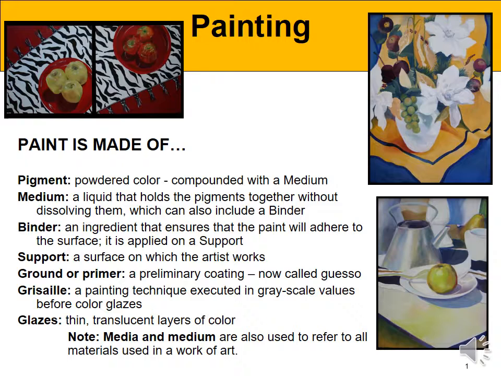Ground or primer is a preliminary coating. Now we call it gesso. Grisaille is a painting technique executed in grayscale values before adding color glazes. And glazes are thin, translucent layers of color. Media and medium are also used to refer to all the materials used in a work of art.